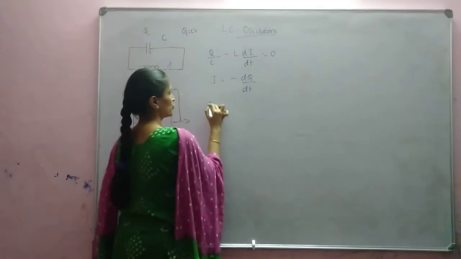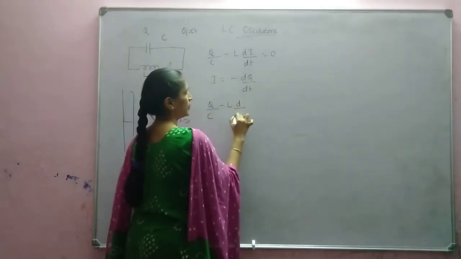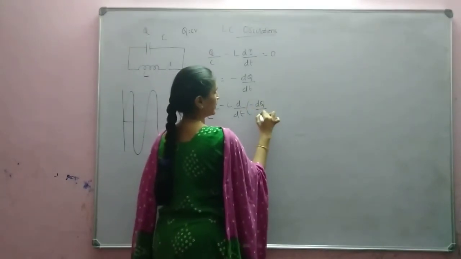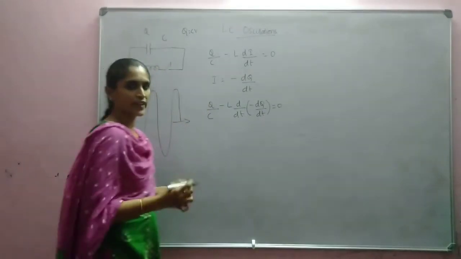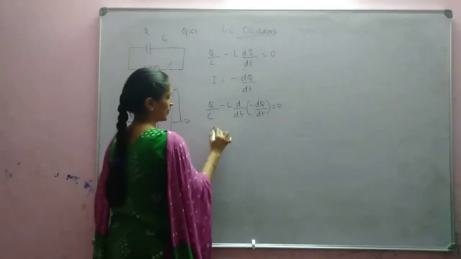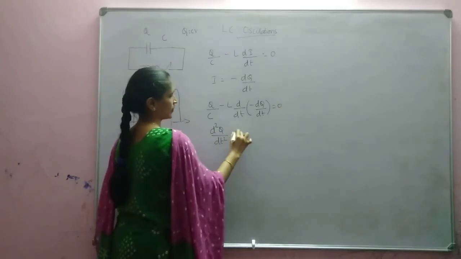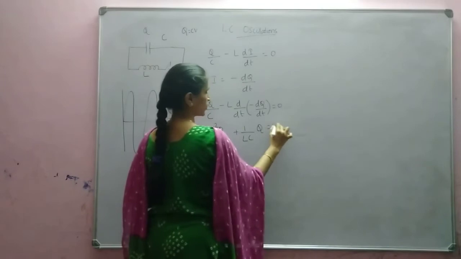So if we substitute, we will get Q by C minus L into d by dt of minus dq by dt is equal to 0. Or we can write d square Q by dt square plus 1 by LC into Q is equal to 0.